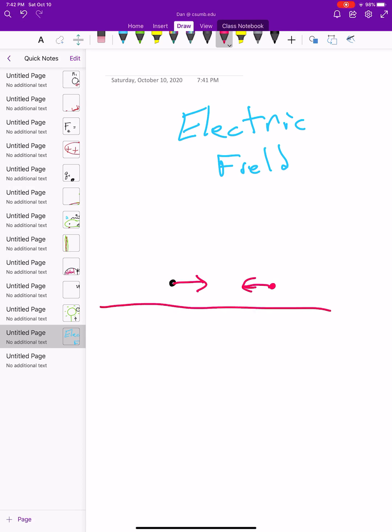Now, what if I just had a single charge sitting somewhere in space? And I want to know, well, what would the force on another charge be if there were another charge somewhere? But let's say there isn't. So we can imagine, okay, what if there were a charge here or here or here or anywhere? Could I figure out what the force on that charge would be? And the answer is yes, I can.